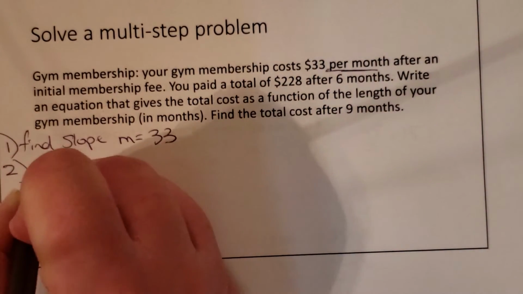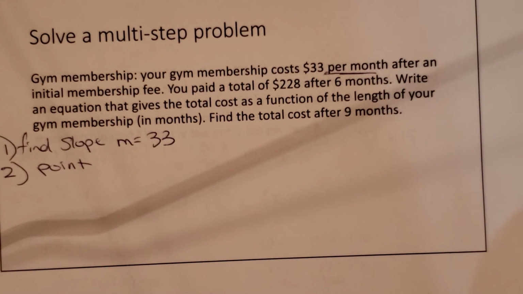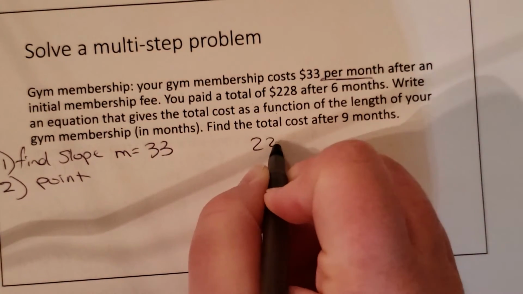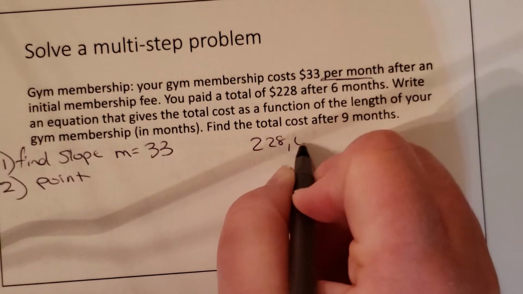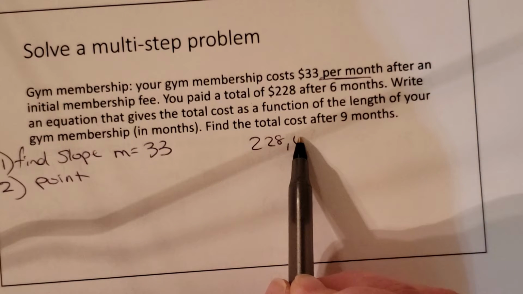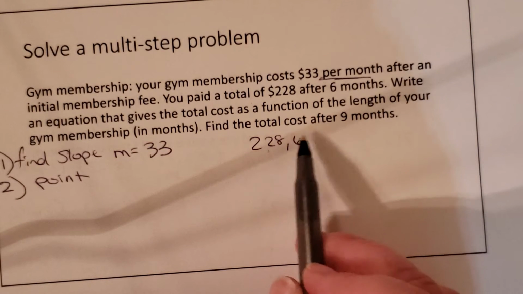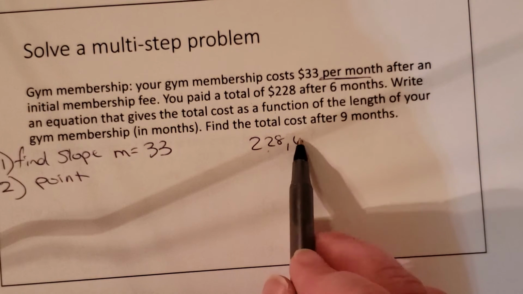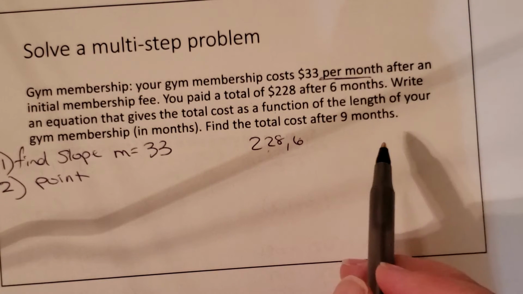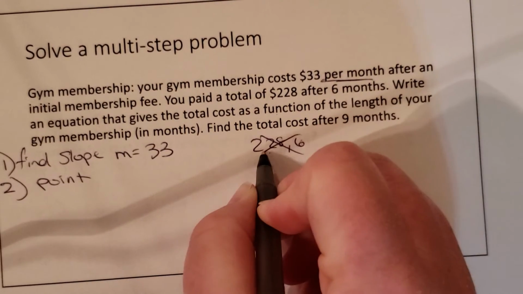So what is my point? Because we also have to have a point when we're trying to find the equation. What is my point? Now, a lot of you guys are going to say it's $228, 6. But what am I putting into this? Am I putting in 6 months, or am I putting in $228? I'm putting in 6 months. Time to give you guys like an ultimate hint: time is always x. So this is why this is wrong.